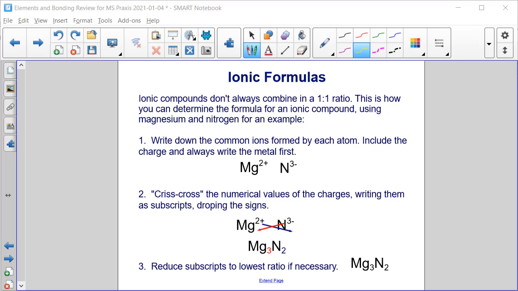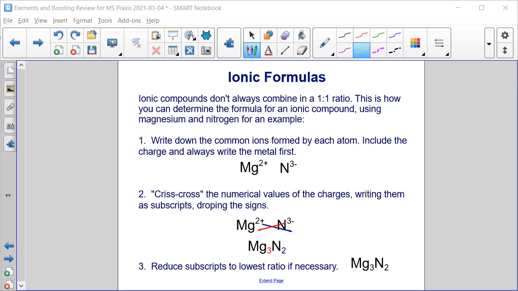So here's how we write an ionic formula. They don't always combine in a 1-to-1 ratio because remember that the overall ionic compound has to be electrically neutral. So we don't see a 1-to-1 ratio because all of the positive ions have to be balanced by all of the negative ions. So here's how you can determine the formula for an ionic compound using magnesium and nitrogen as an example.